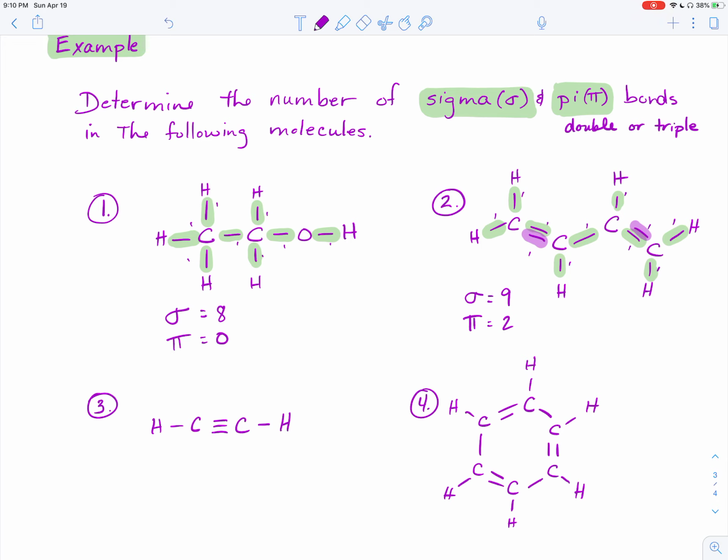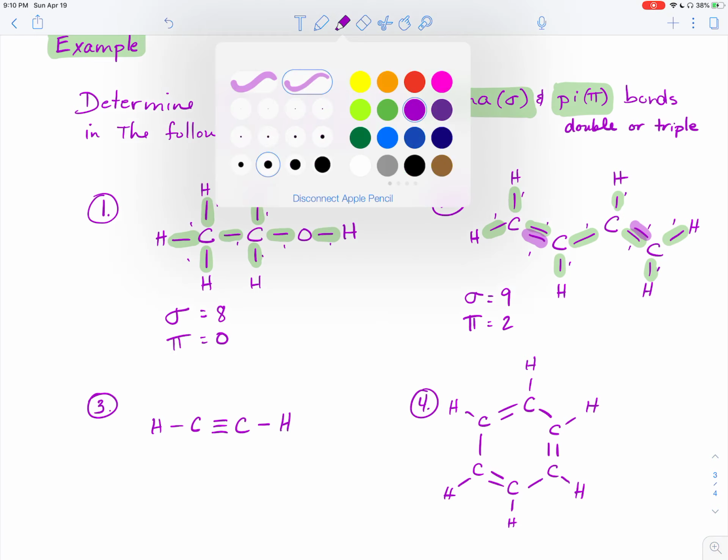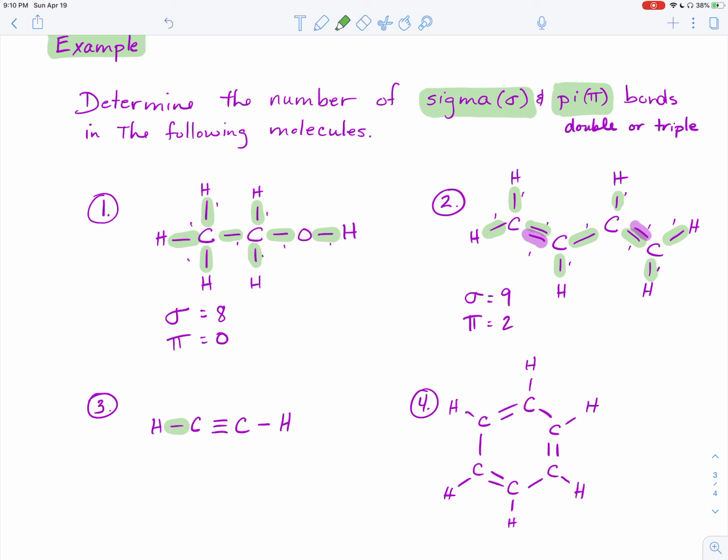So now let's go to the third molecule. In this molecule, we're going to highlight at least 1 bonding pair between each atom. So we're going to use our same colors for sigma. Green, green, green. So that's 3 sigma bonds. And whenever you have 2 additional bonding pairs above the sigma, each one of those, 1, 2, is considered a pi bond. So these will also have 2 pi bonds.